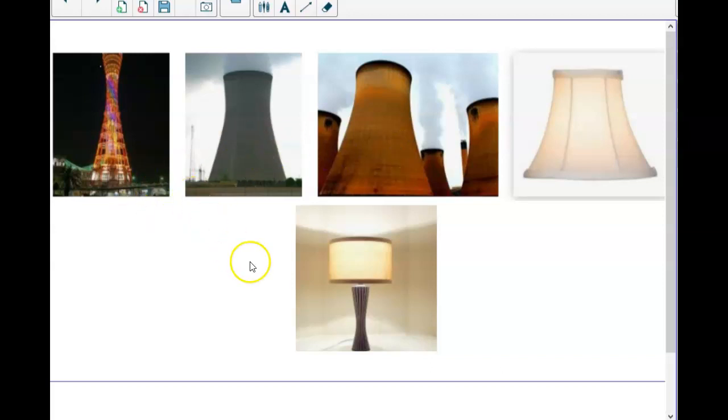So nuclear towers are hyperbolas, but this is an interesting one that you see in your home when you turn a light on, turn your lamp on. Do you see this is a hyperbola shape, and down here this is a hyperbola shape, okay? So I thought that was interesting.